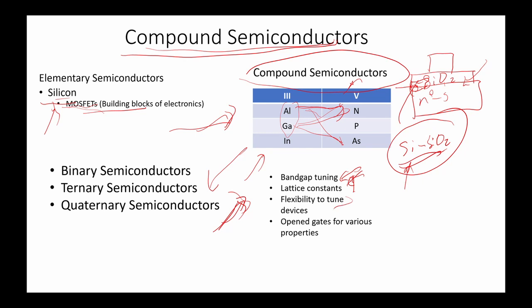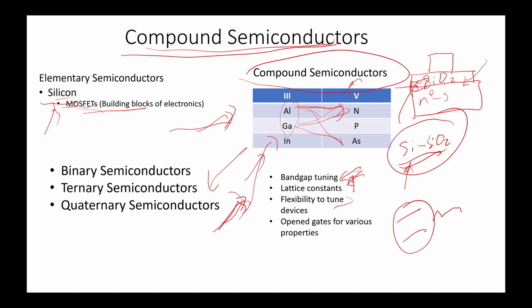Because of the different band gaps, we can tune the band gap of the compound semiconductors. So we can get the desired band gap for our applications. If we need an LED with red emission, green emission, or blue emission, we can tune the band gap accordingly to get the desired emission of light from the device, from the LED.